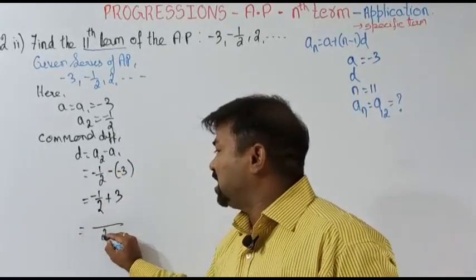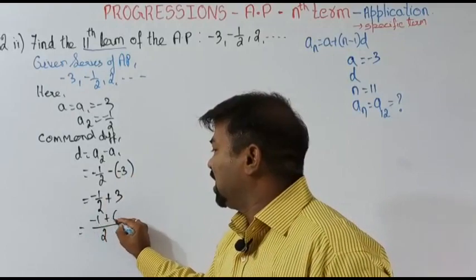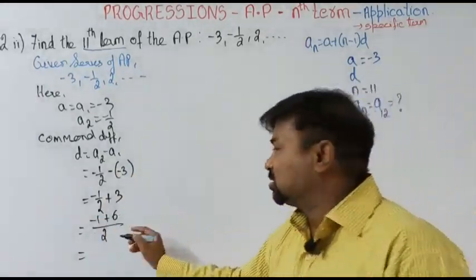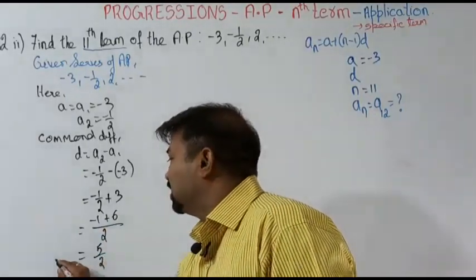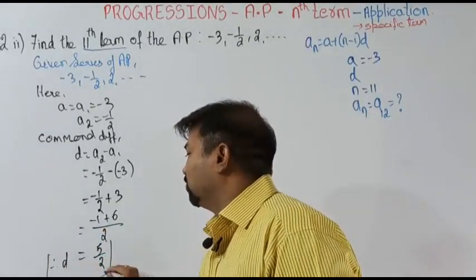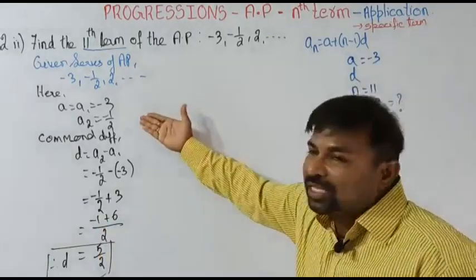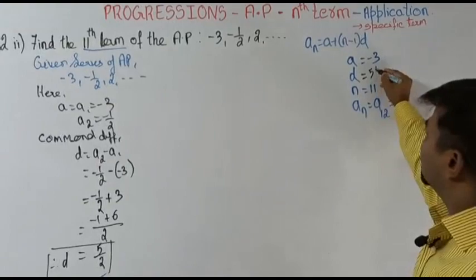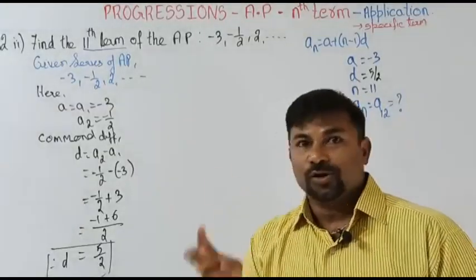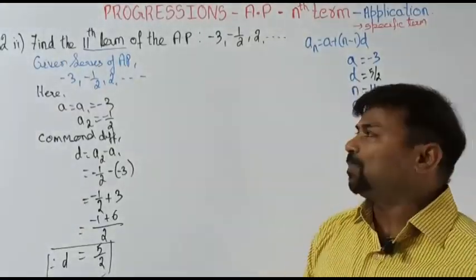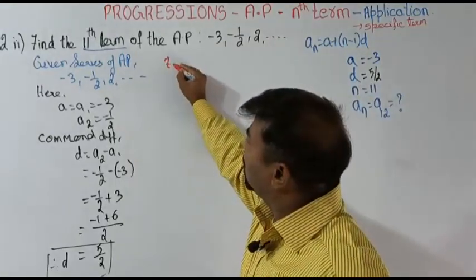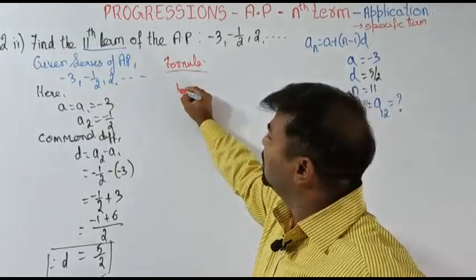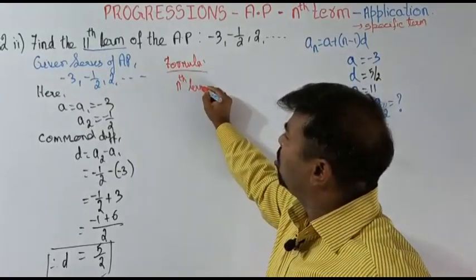Let us take the LCM and figure out what we get. It's negative 1 plus 6, which becomes 5 by 2. We got the common difference here, it's 5 by 2. We are done with a and we are done with the common difference. Now let us apply the formula. What's the formula we have? It's the nth term of AP, which we were just discussing.